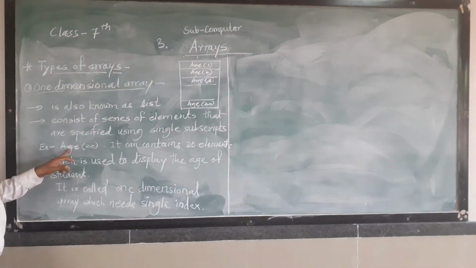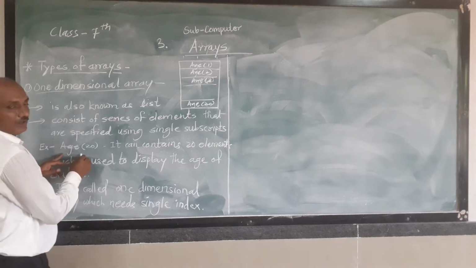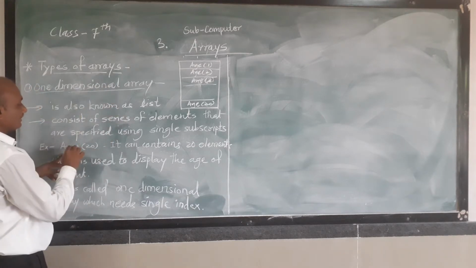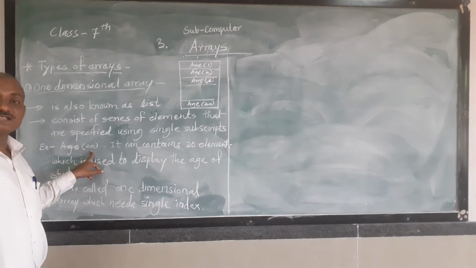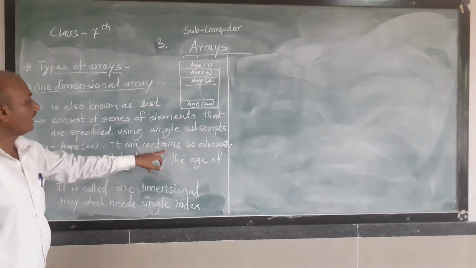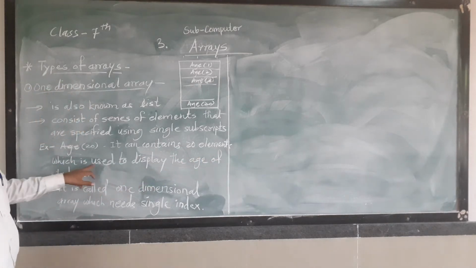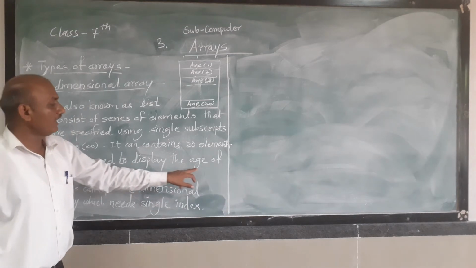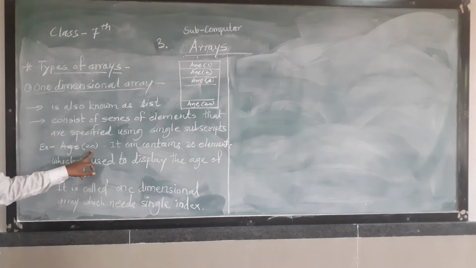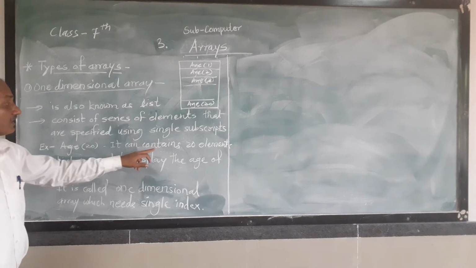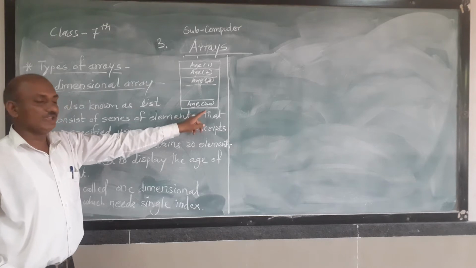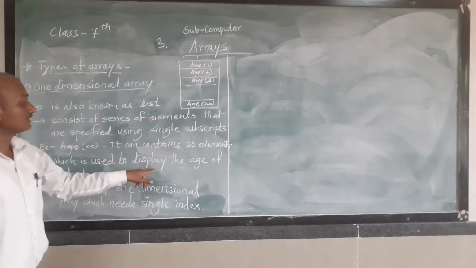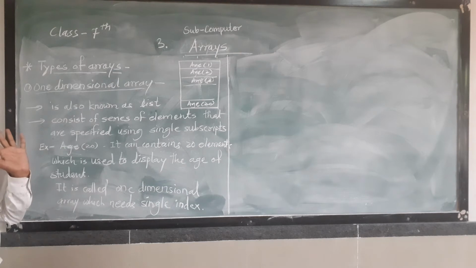For example, age[20]. Age is the variable of type array, one dimensional array. It stores 20 ages, of 20 students or 20 persons. Age[20] means what? It can contain 20 elements, 1 to 20 elements, which are used to store the ages of students.